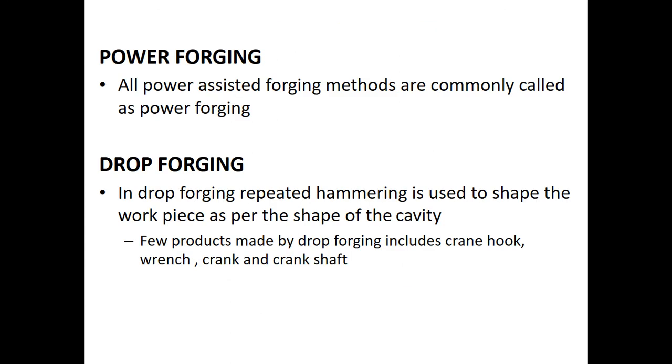Another important operation is called power forging. What is power forging? All power-assisted forging methods are commonly called power forging, which means we are not doing it by hand. We will use some kind of machinery. The Smith forging you have done is hand forging, and it's suitable for small workpieces only.